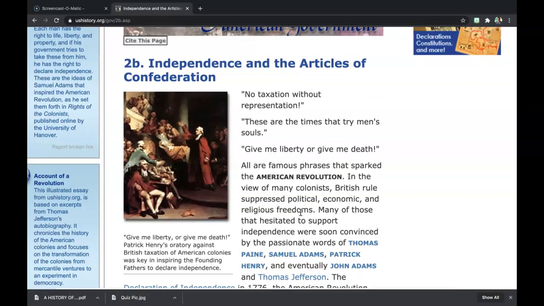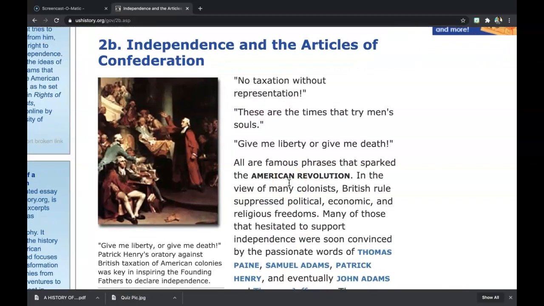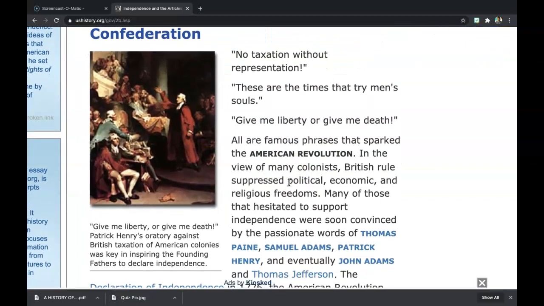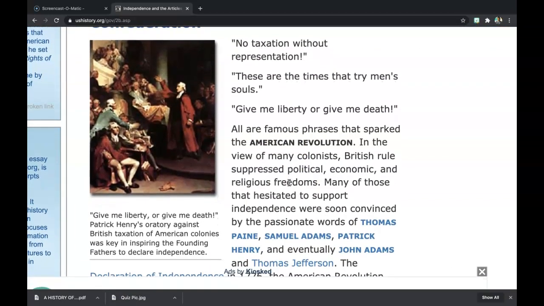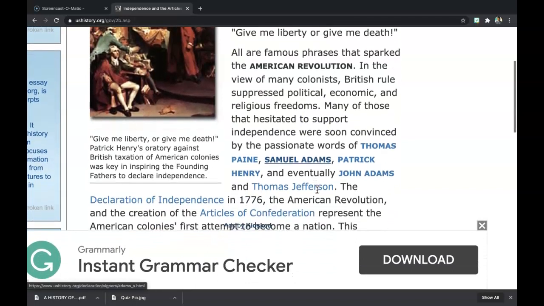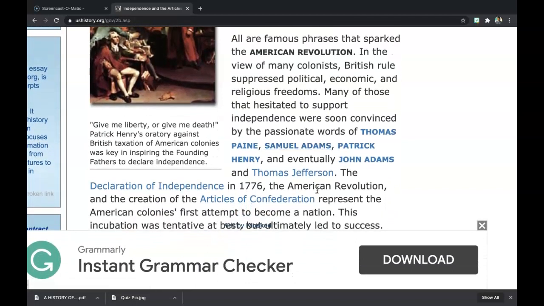And the last page. How did we get a constitution? Independence and the Articles of Confederation. You know the sayings: no taxation without representation. These are the times that try men's souls. Give me liberty or give me death. All are famous phrases that sparked the American Revolution.